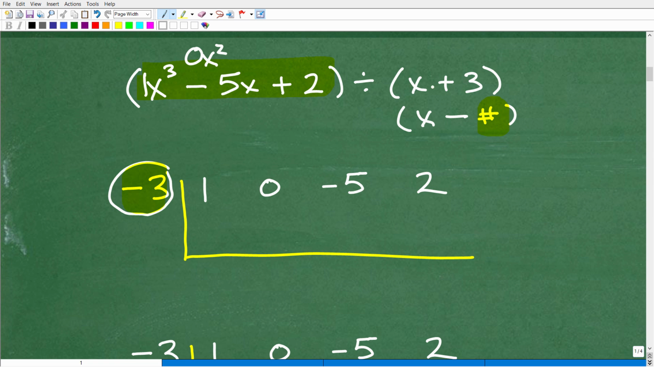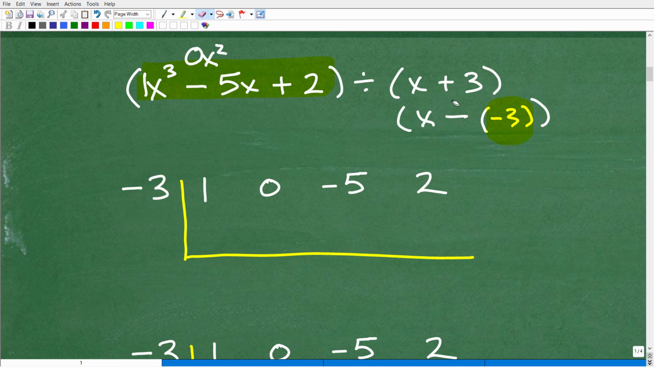because we got x plus 3. So how can I write x plus 3 with this minus sign right there? Well, I can go x minus a negative 3, okay, because a negative of a negative is positive. So x plus 3 is the same thing as x minus a negative 3. We want this right here. It's x minus whatever that number is. In this case, it is a negative 3.